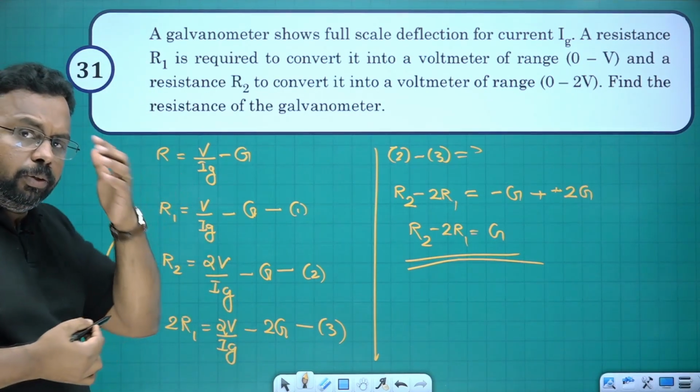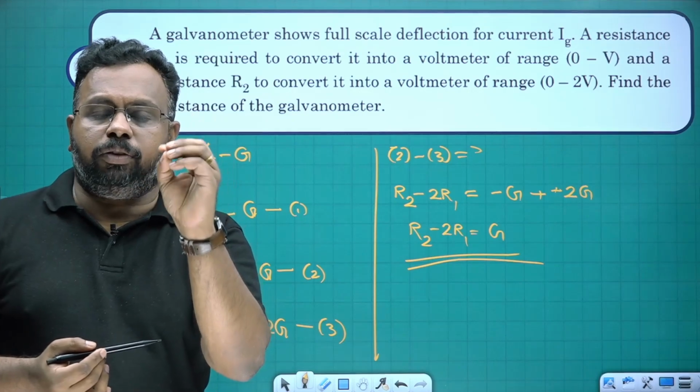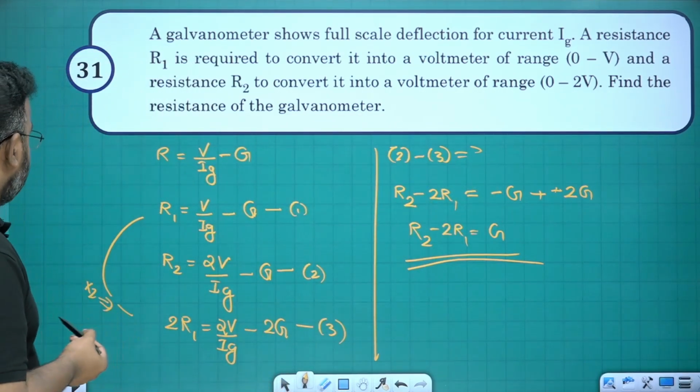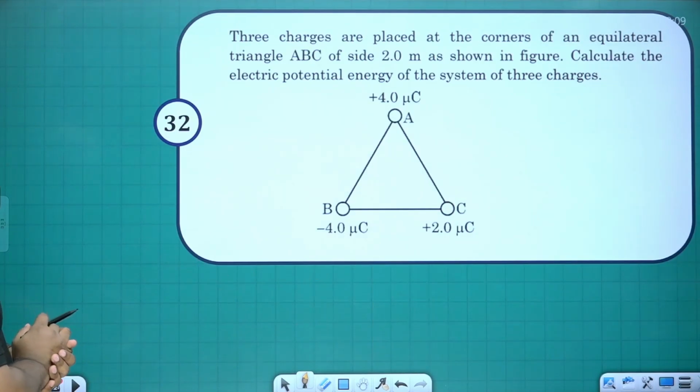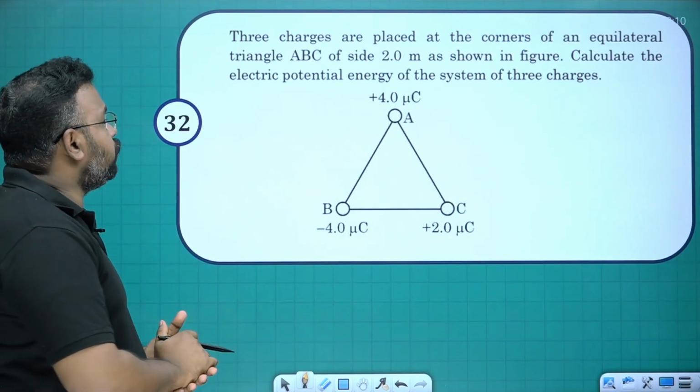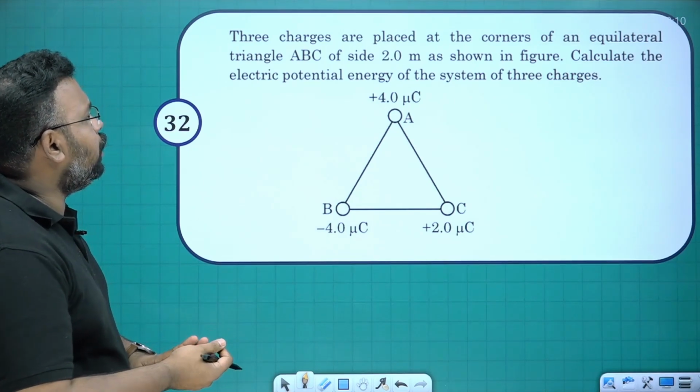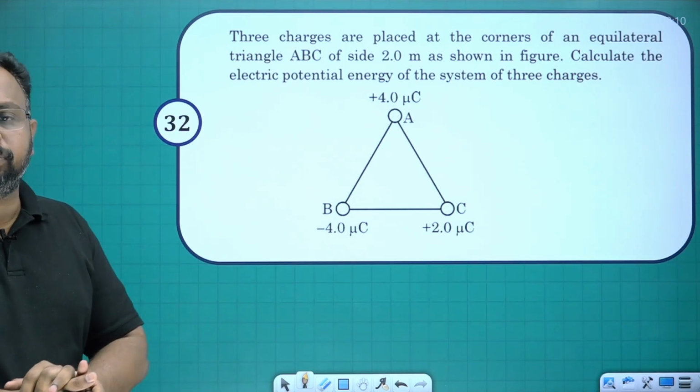Yeah. We did not use any complicated idea here, just recalling the formula for how to convert a galvanometer into a voltmeter. Question number 32. Three charges are placed at the corners of an equilateral triangle ABC of side 2 meter as shown in the figure. Calculate the electric potential energy of the system of 3 charges.